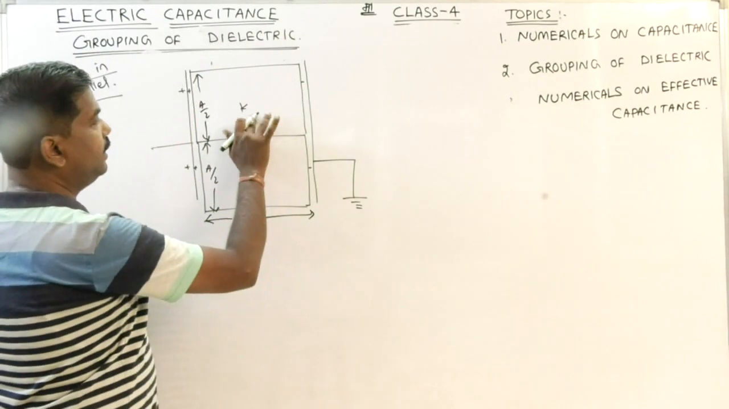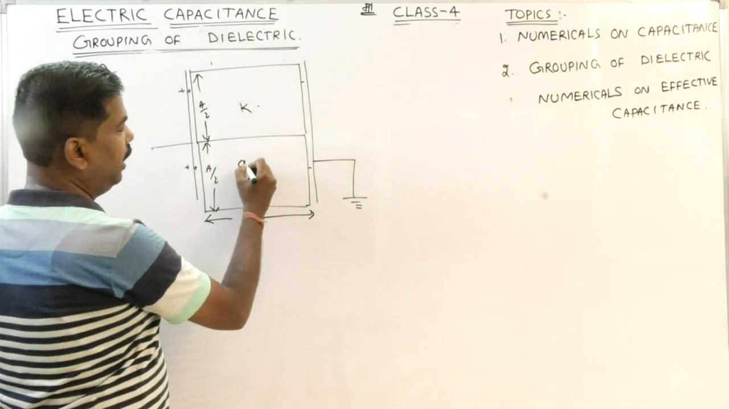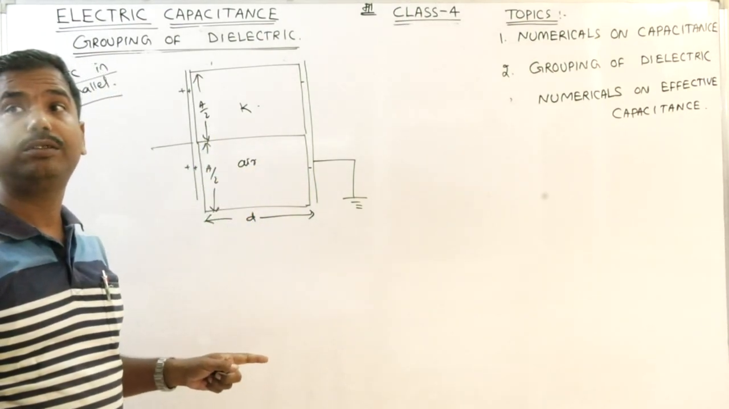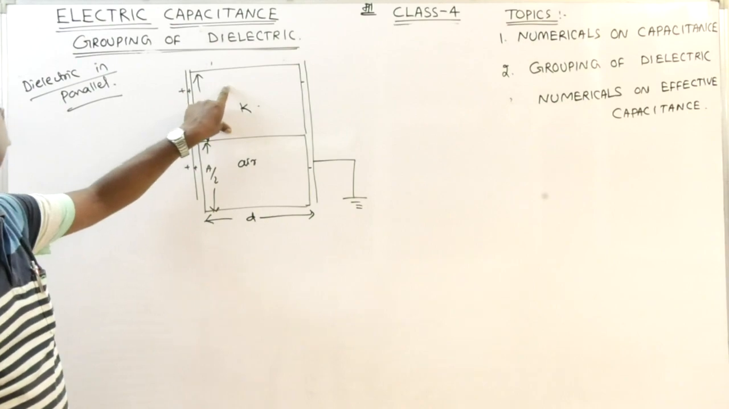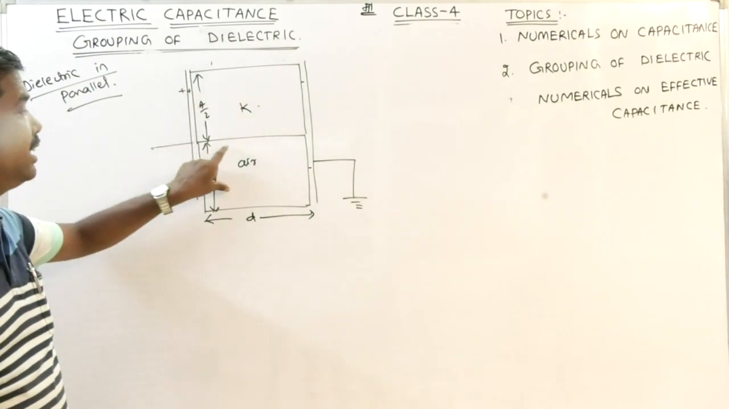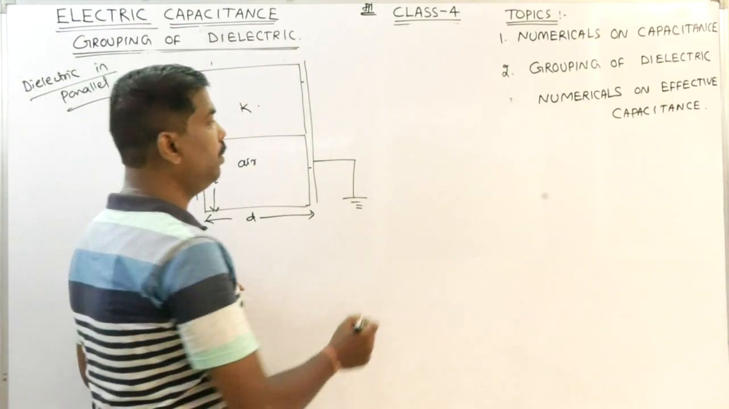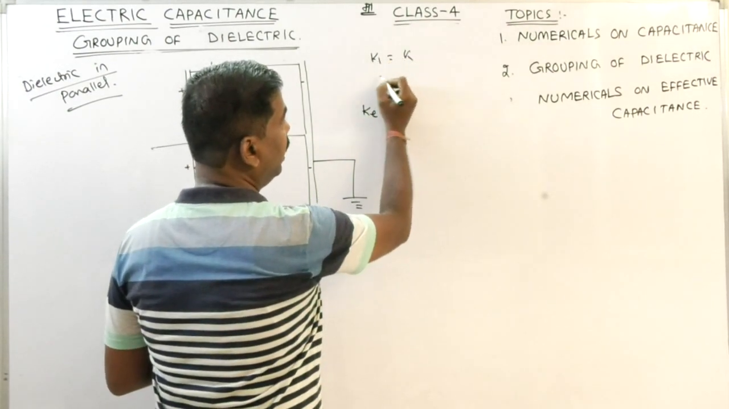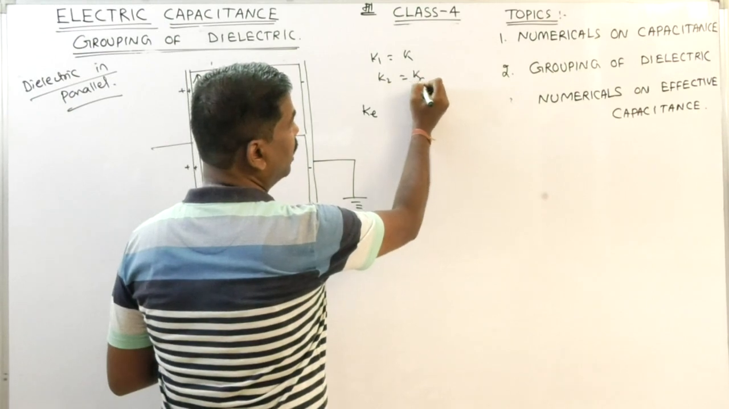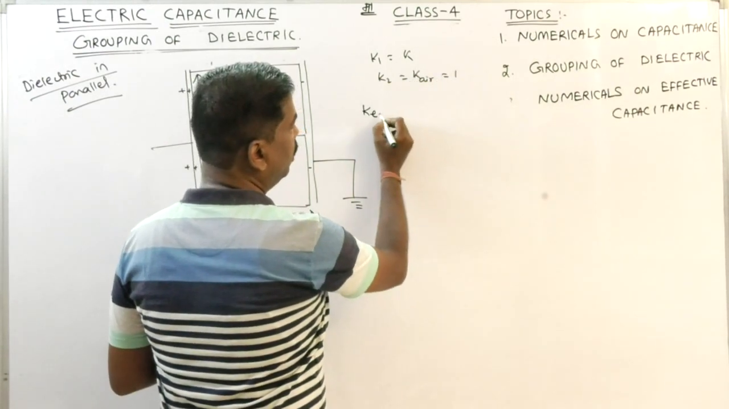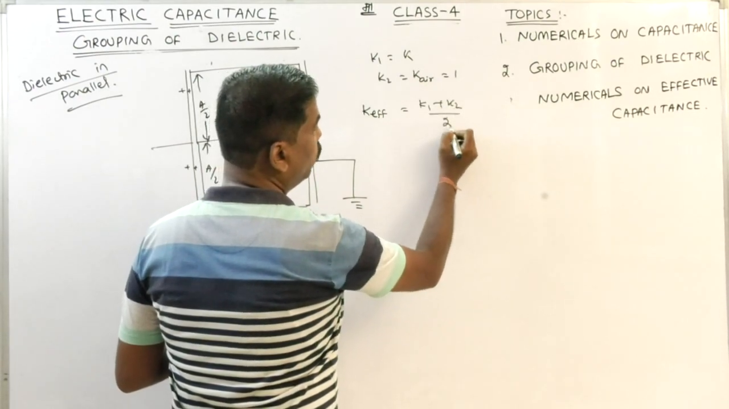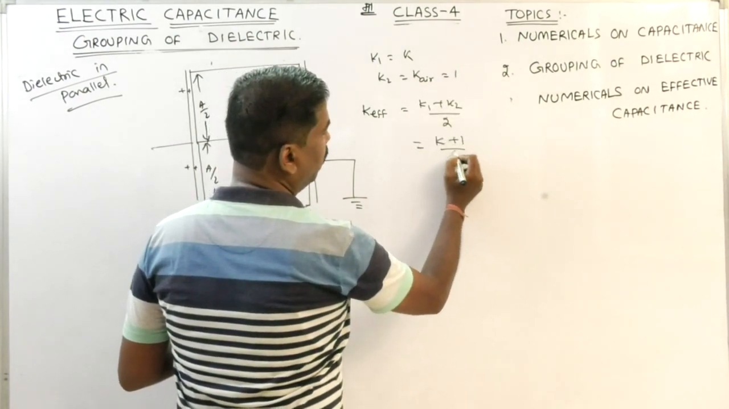listen to me. This is a medium having K and another is having air. Find the effective capacitance if half of its area is covered with a dielectric K and the next half is air. In this case, K1 is how much? K. K2 is how much? 1. Therefore, K effective is found to be K1 plus K2 by 2, or K plus 1 by 2.